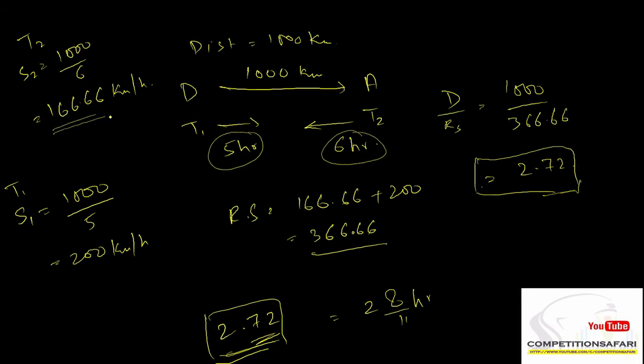You can get rid of all these complexities of 166.66 and then dividing it with 1000, which gives you some answer in decimals. And comparatively, I think this would be very easy, taking the LCM and then just dividing it by the two values. It gives you 2.72.